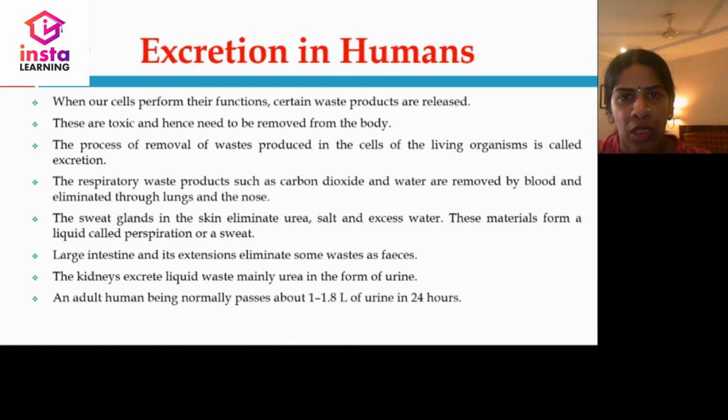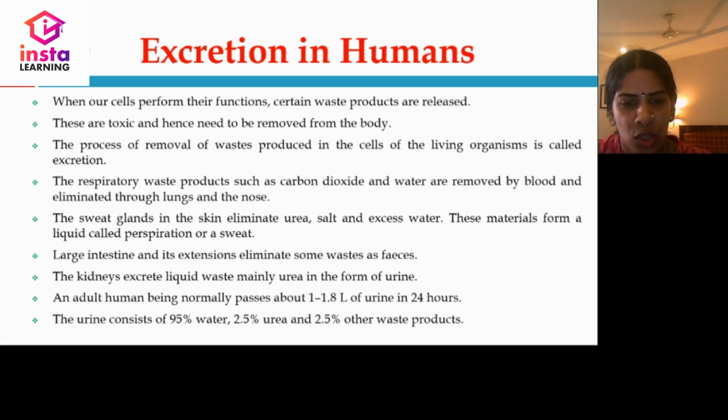So, you can remember the excretory products in humans are carbon dioxide and excess water, urea, salt, some waste or feces, and urea in the form of urine. The urine consists of 95% water, 2.5% urea, and 2.5% other waste products.